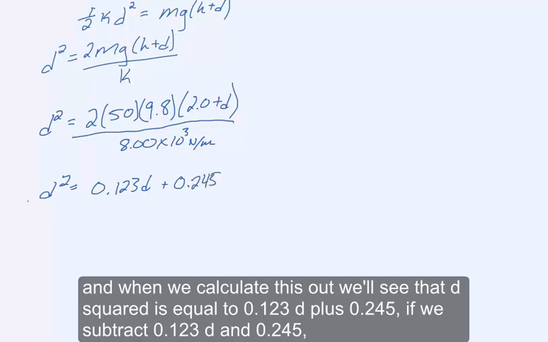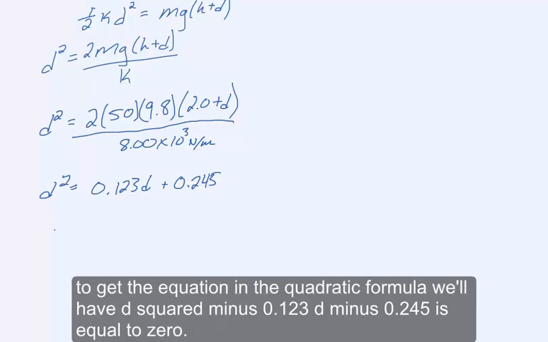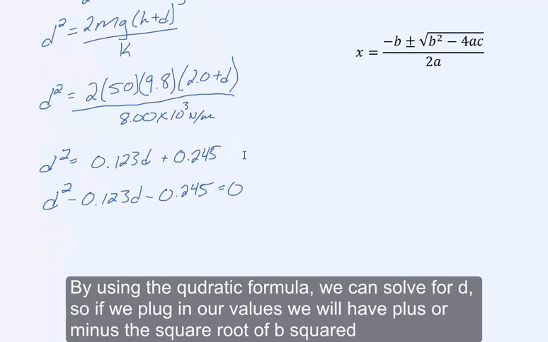0.245. If we subtract 0.123 d and 0.245 to get the equation in quadratic form, we'll have d squared minus 0.123 d minus 0.245 is equal to 0. By using the quadratic formula, we can solve for d.